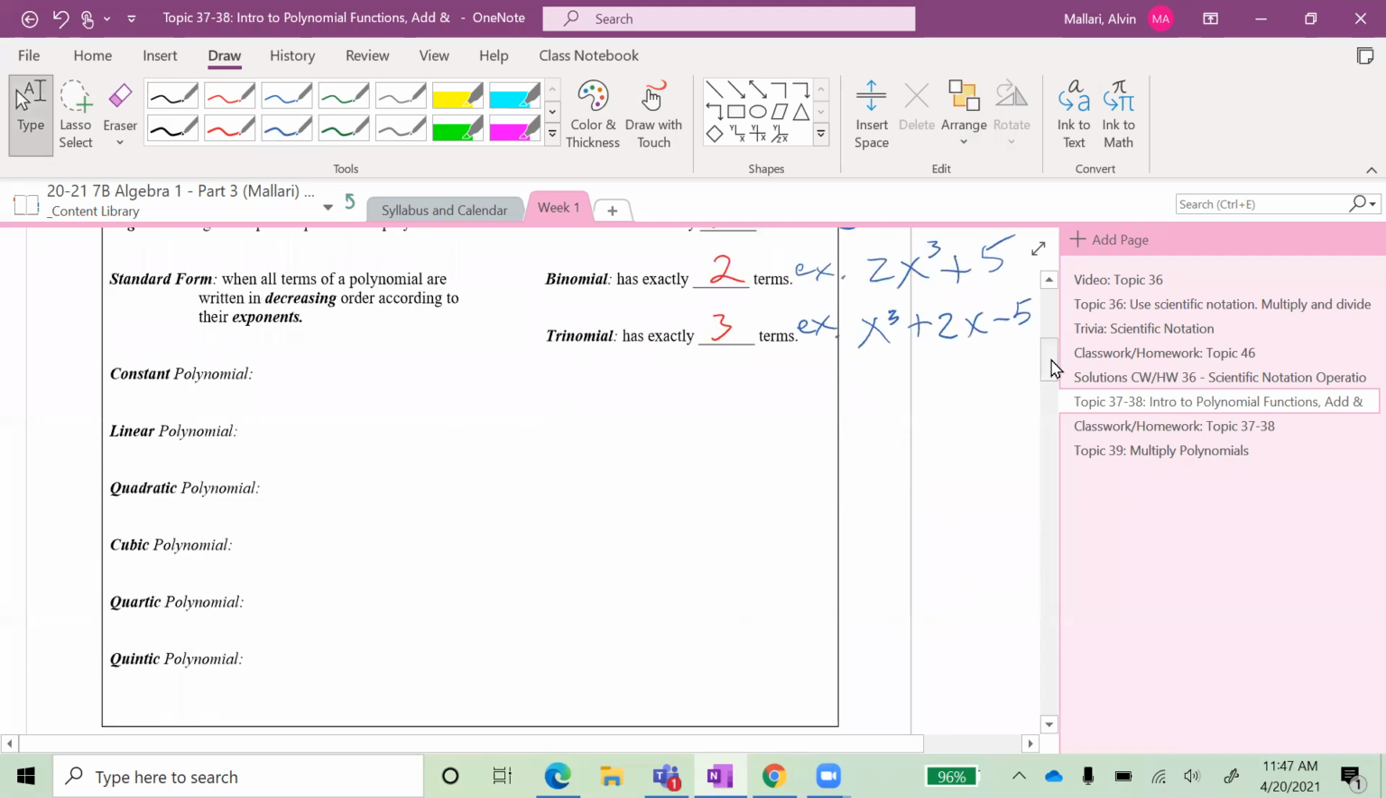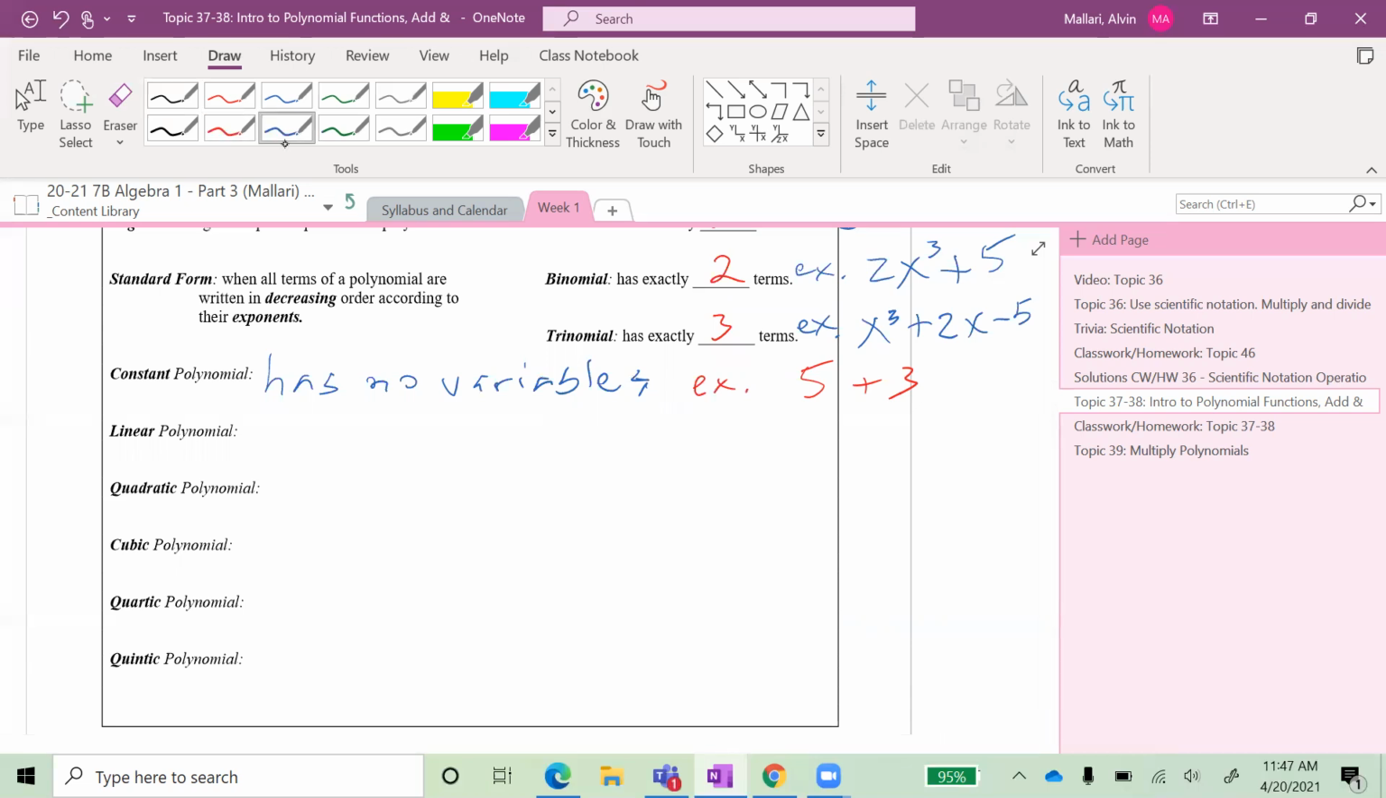All right. Now moving on to the different types of polynomials. The first one is called the constant polynomial, which has no variables. Okay, let's have an example of this one. Let's say I have 5 plus 3 is a constant polynomial. You don't see any variables.